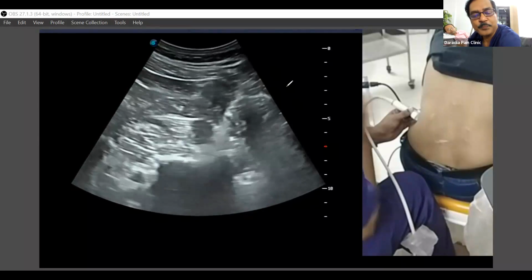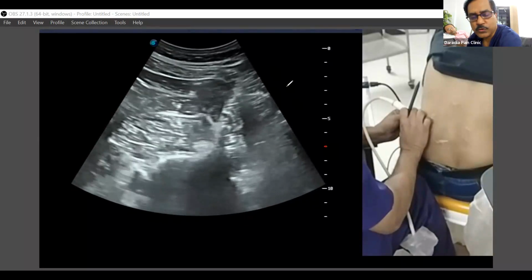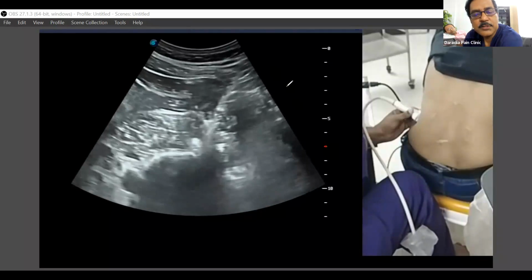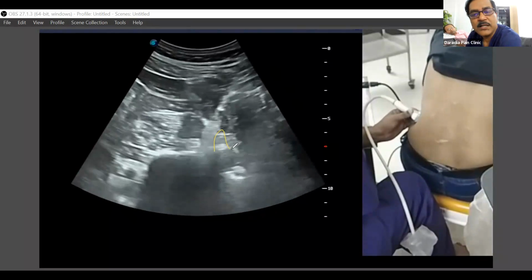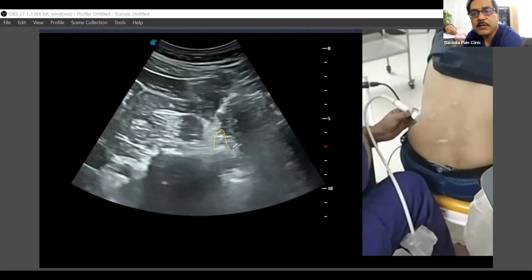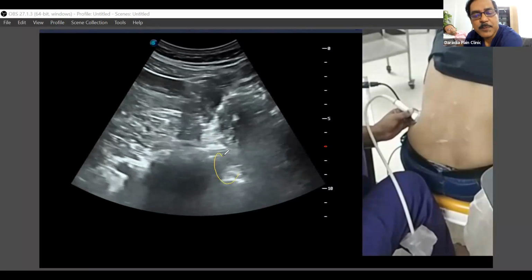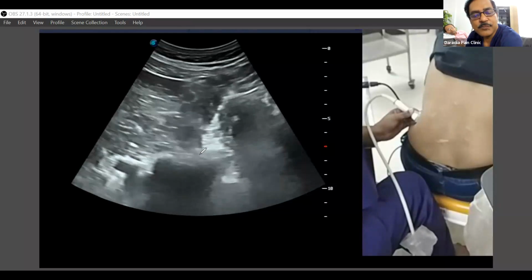See, again, I'm showing you. So what you are doing, you are putting the probe over the transverse process, right? This is the transverse process. This black area is the transverse process. And when I'm tilting the probe, the transverse process is going away. Transverse process is going away. And now you can see the foramen. And these are the areas of the spinal canal. So this is the foramen.